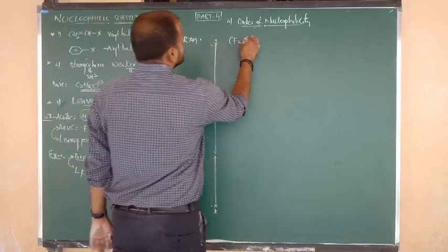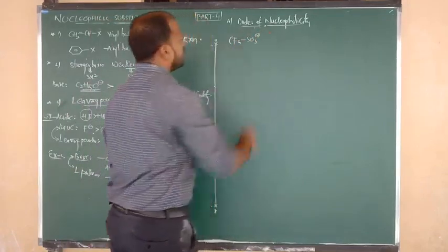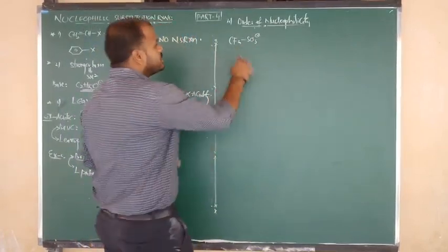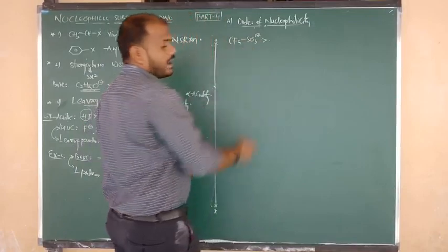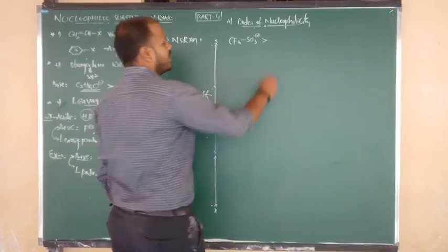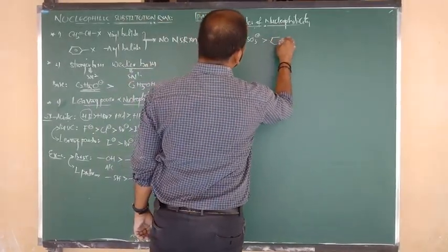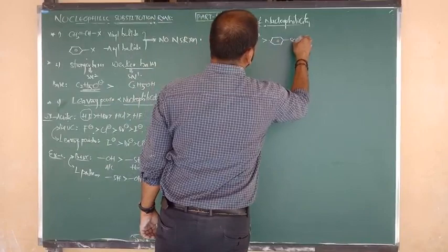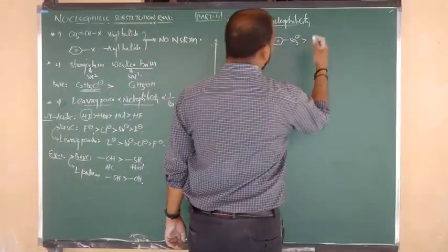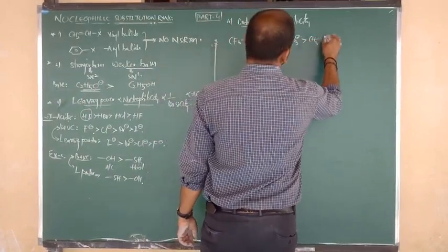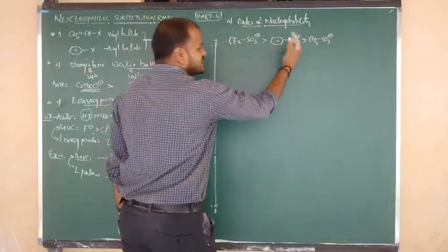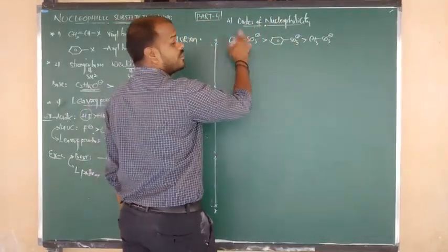Good. So CF3SO3 minus looks like CH3 methyl, but this is trifluoromethyl sulfonate. It contains 100% nucleophilic power or leaving power, the strongest leaving group. Next, here I am going to consider one benzene ring connected to SO3 minus. And next, I am going to consider CH3SO3 minus. So this is methyl sulfonate, this is benzene sulfonate, and this is trifluoromethyl sulfonate.